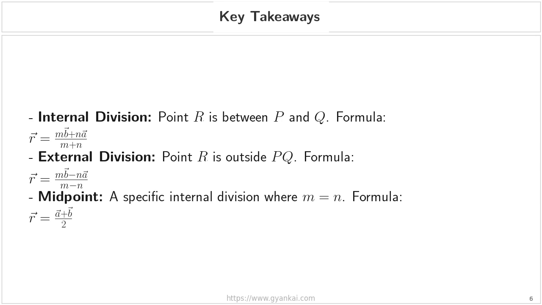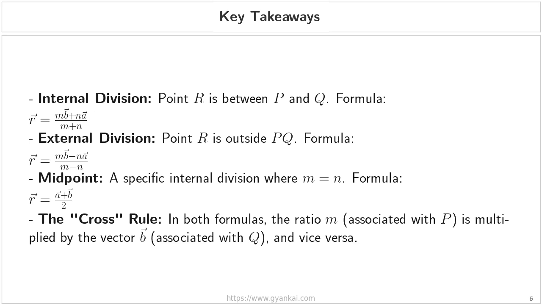Now, don't forget the midpoint formula. This is just a special, simplified version of internal division. When the point divides the segment into two perfectly equal halves, our ratio is 1:1. This simplifies our math beautifully to r equals vector a plus vector b, all divided by 2.